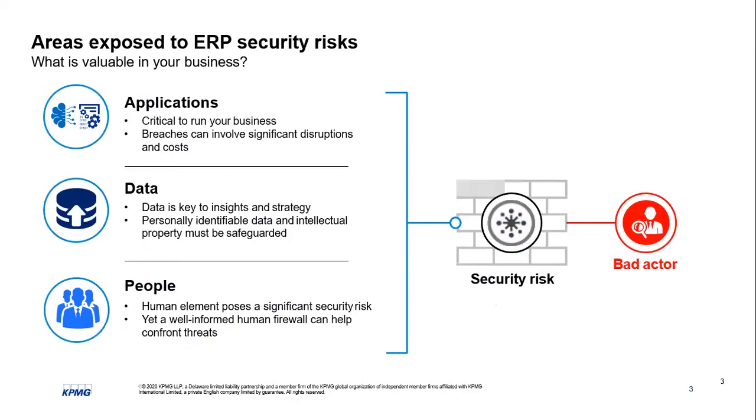But I'm going to go back to kind of the basics, right? We've always had to warn ourselves against, here we have the bad actor and security risk, right? It still comes down to a one-on-one, and we've got to secure our applications, which ones are critical to the systems, which ones are open to breaches that could cause financial disruption.